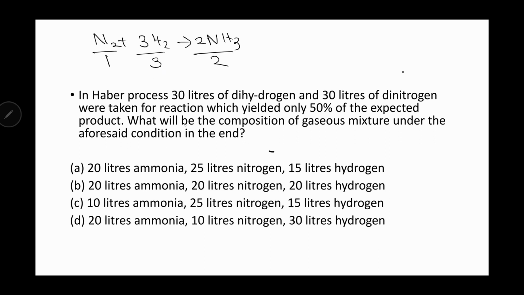So here we have 30 liters of dihydrogen reacting with 30 liters of dinitrogen. So we can write 30 liters as 3 into 10, and therefore this is 3 volumes and this is 1 volume. So we have 10 liters here and we have 30 liters here and we have 20 liters of ammonia that is formed. So we have 10 liters of nitrogen reacting with 30 liters of hydrogen to give 20 liters of ammonia, which means that if the process had gone exactly as planned, then it would have been something like this.